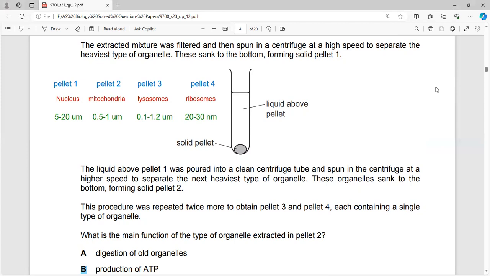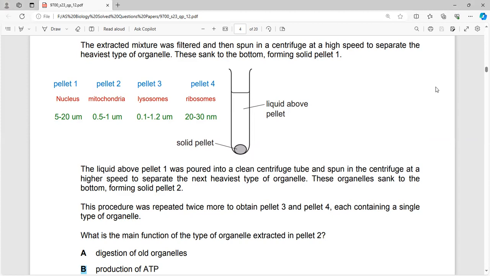So that has a high size. You can see 5 to 20 micrometer. And the next heaviest particle is a double membrane bounded organelle. That's mitochondria with a size 0.5 to 1 micrometer. The third heaviest particle is lysosome with 0.1 to 1.2 micrometer.